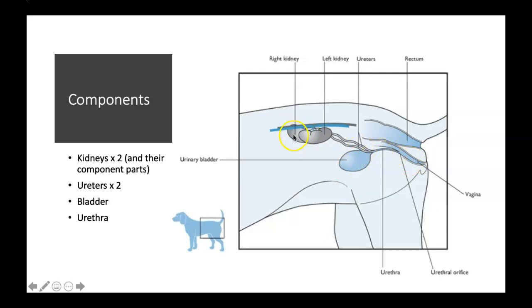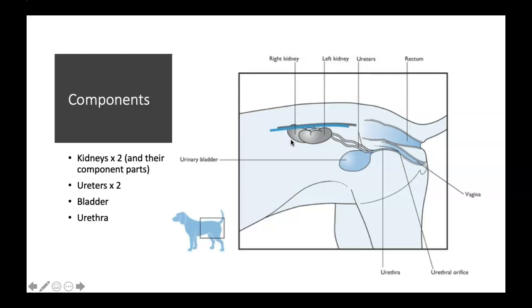It's important to note, we'll talk about kidneys, but the right kidney always sits in dogs and cats more cranial in the abdomen than the left kidney. This would be another image that would be good to get to know.